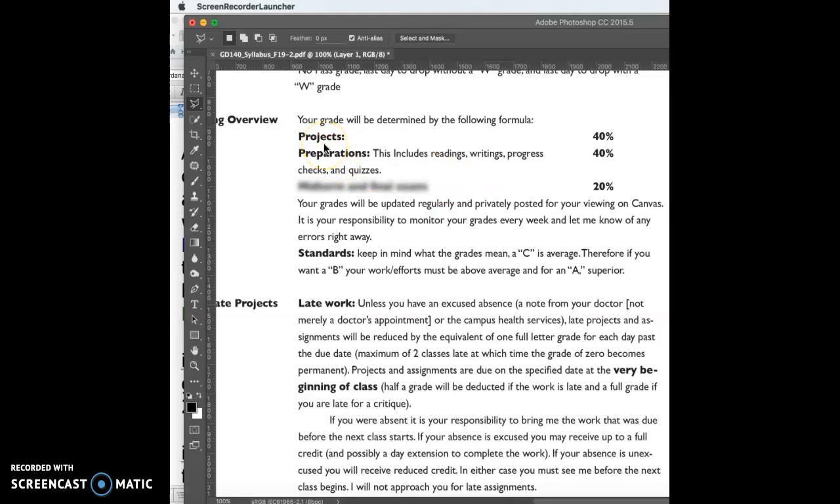Projects, it'll be pretty obvious when you're working on a project. Those will be the big things, the important things that are due for the semester. And then, depending on what type of class you're in, the other 20% of your grade will either be a final project or a combination of a midterm and a final. And obviously you're looking at your syllabus right now, so you'll know which that is.